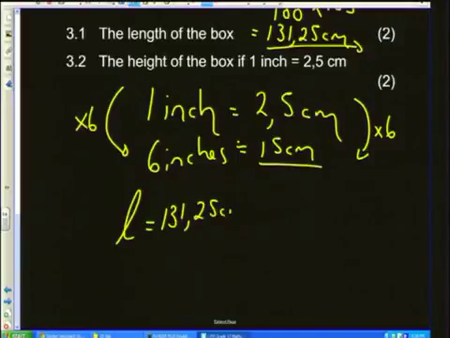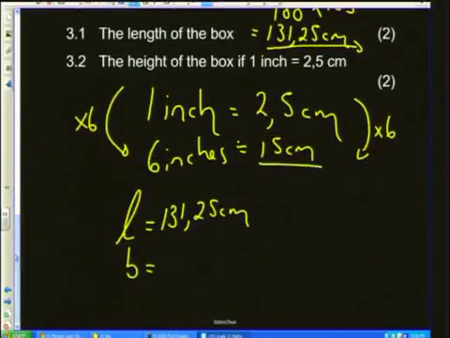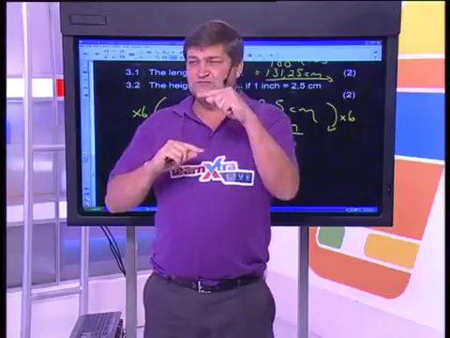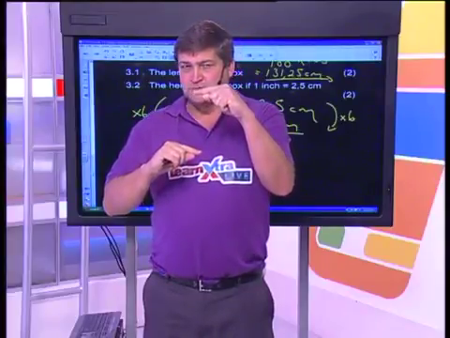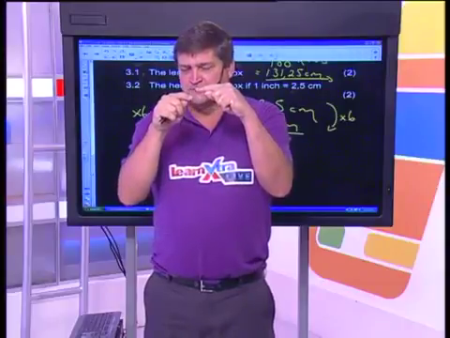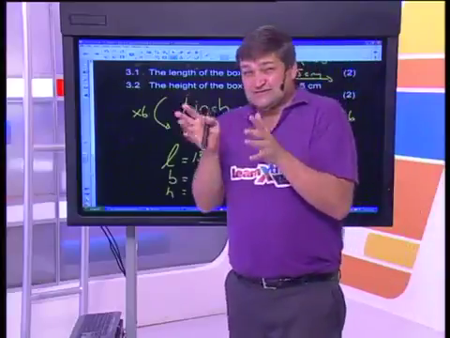131.25 centimeters. The breadth of my box is the same as my dog, and my dog was 105 centimeters. So the breadth of the box is 105 centimeters. And the height of the box is going to be 15 centimeters. It must be a very, very small dog if that height is going to stop all the puppies from falling out. I don't quite understand that. Okay, but nevertheless, that's a tiny little squashed up dog.